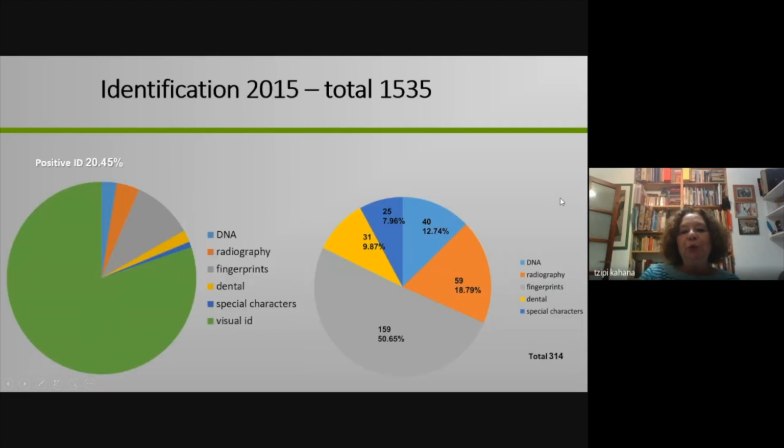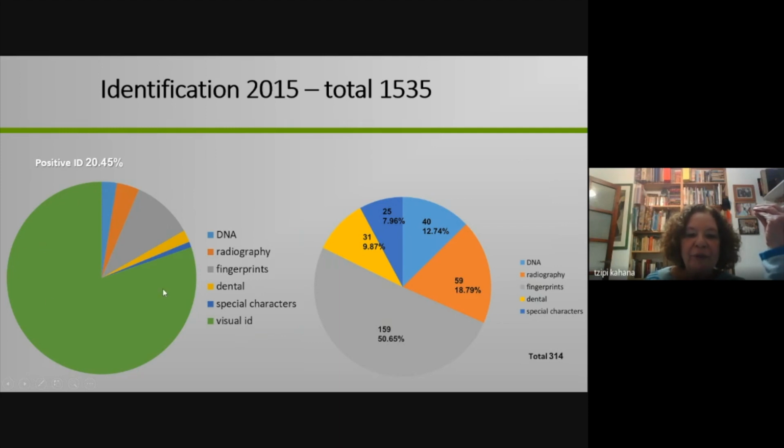Although this is from 2015, it is pretty much the situation in Israel. Even today, I checked my data for 2019, and it's pretty much the same. What we have here is the total of cases in the year 2015, and as you can see, of the cases that arrived at the Institute of Forensic Medicine, 20% required some extra action for positive identification of the cadaver.